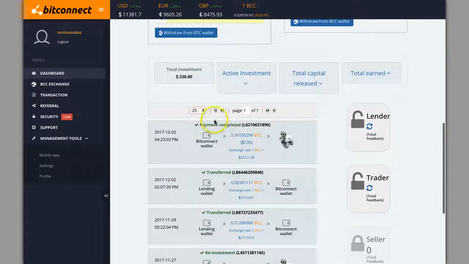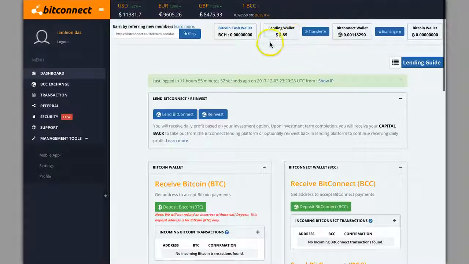Total investment. Bada beam. So as you can see, almost a 1% return today. Just about a 1% return, which is pretty dope. Got some money in the Bitconnect wallet, but not enough to lend. It has to be a minimum of $10 to lend it out.